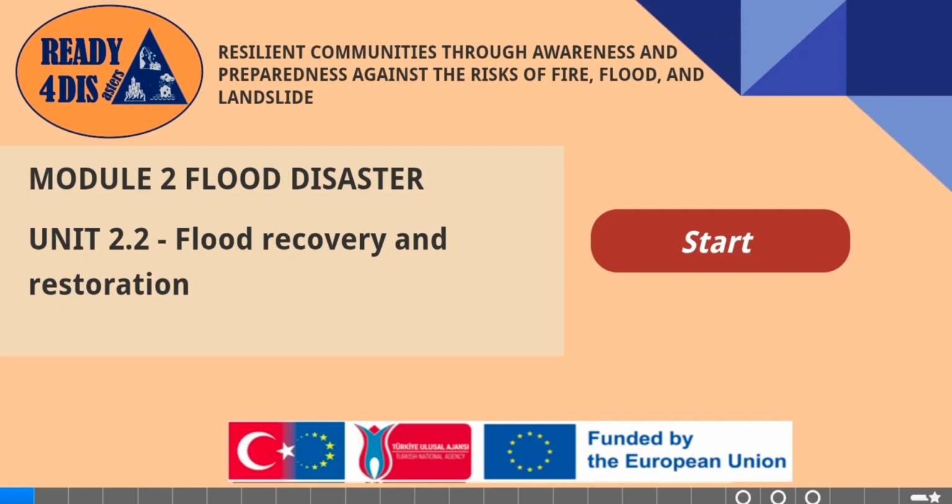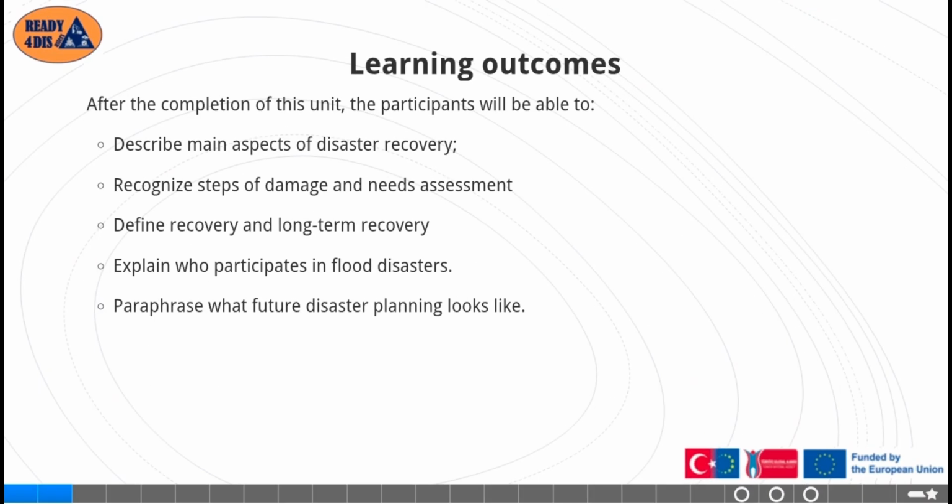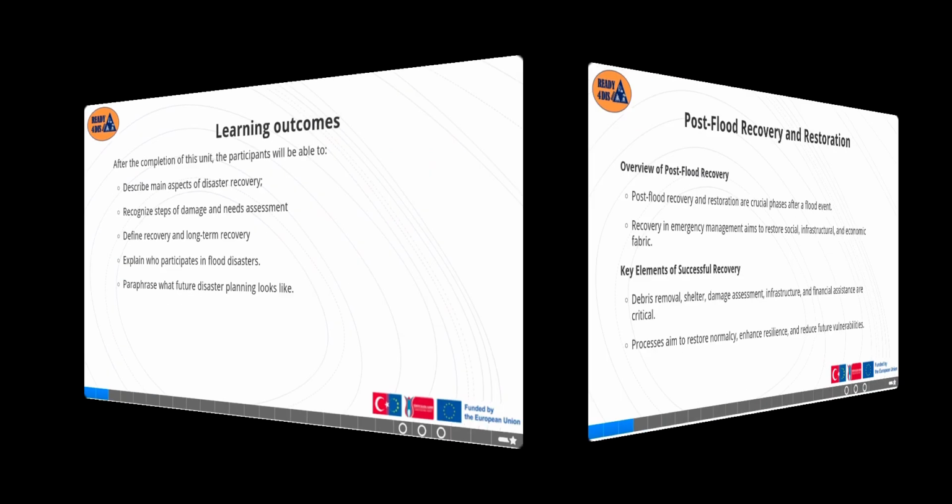Module 2, Flood Disaster. Unit 2.2, Flood Recovery and Restoration. Learning Outcomes. After completing this unit, participants will be able to describe the main aspects of disaster recovery, recognize the steps of damage and needs assessment, define recovery and long-term recovery, explain who takes part in flood-related recovery efforts, paraphrase what future disaster planning involves.